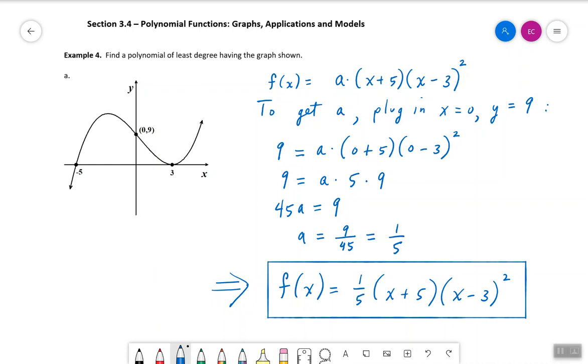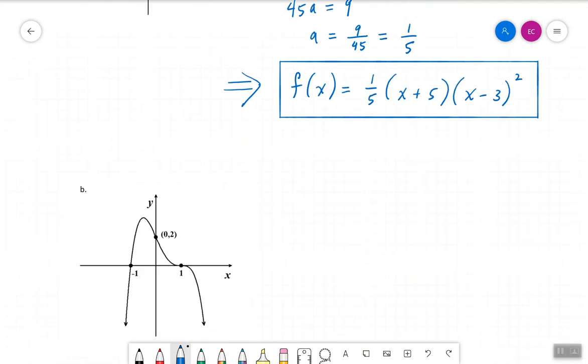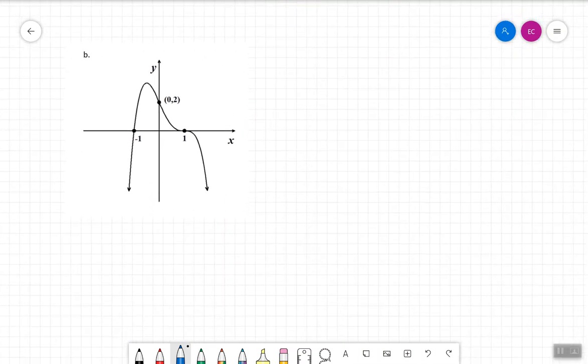We can go back and check our answer. We can verify that this function really does pass through these 3 points. So we can plug in x equals -5 and get 0. We can plug in 3 and get 0. We can plug in 0 for x and get 9. And you should check and see that that really works. Okay, well, let's do one more like this, and then that'll be enough.